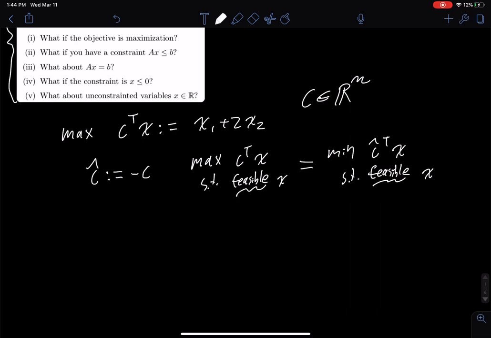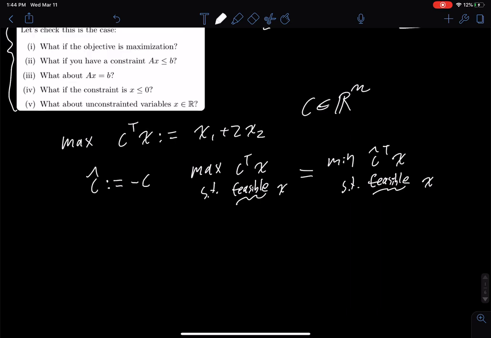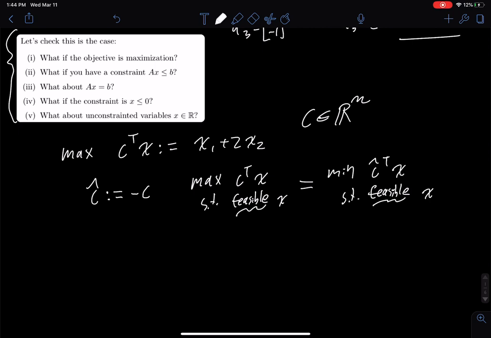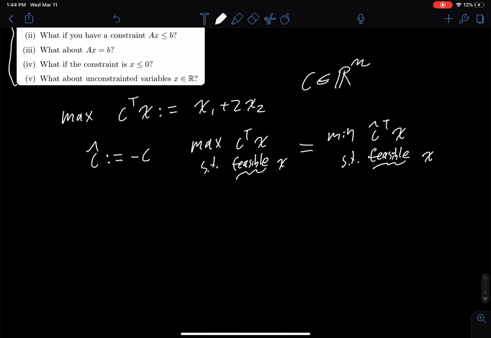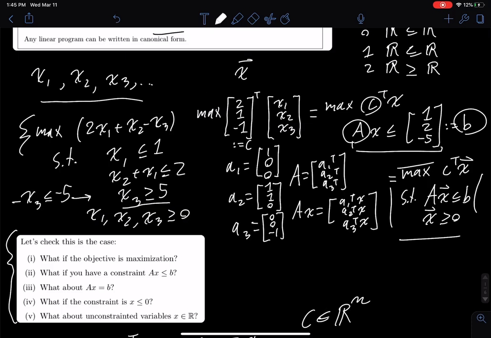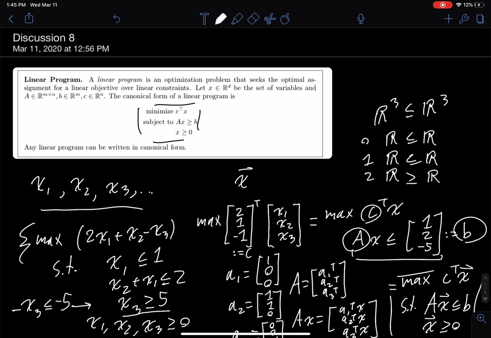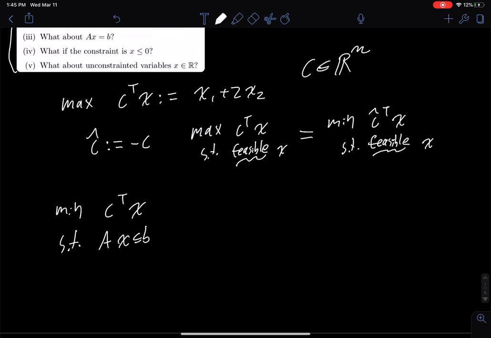Now, we can also take a look at the case of having constraints that are, in a sense, pointing in the wrong direction. So let's say that we're given, to begin with, a minimization as we want, minimize C transpose X, but when we're defining our feasible set of X, we're given AX is less than or equal to B, as opposed to the AX is greater than or equal to B that we want to have in our standard form. How do we transform this? In an extremely similar fashion.